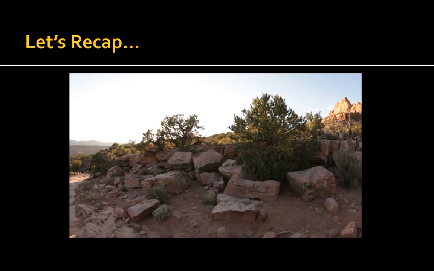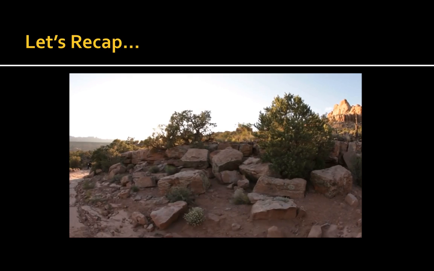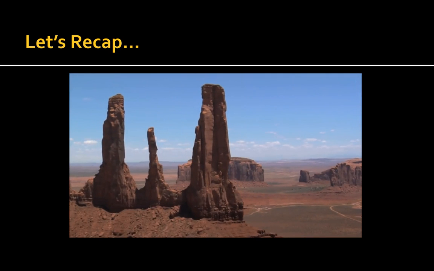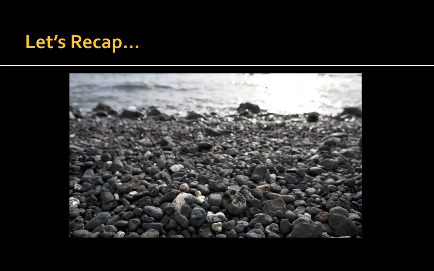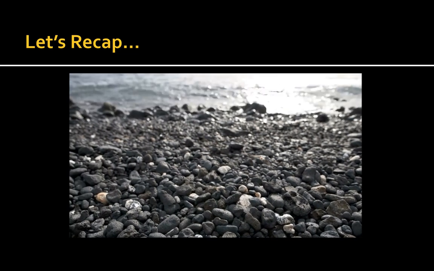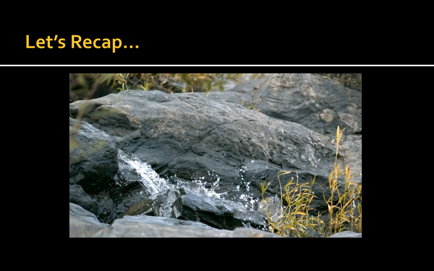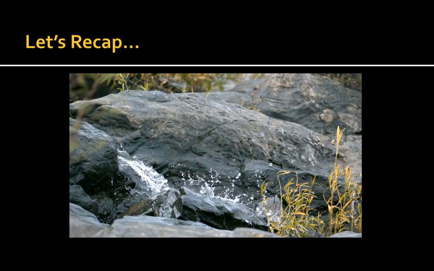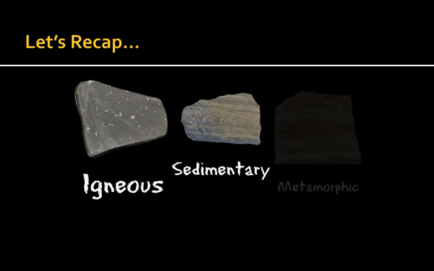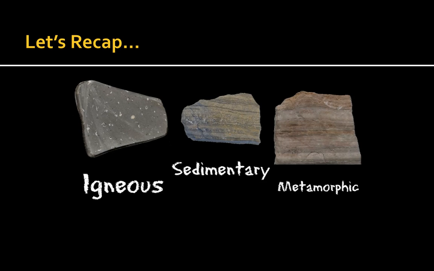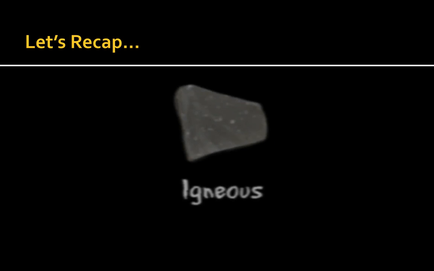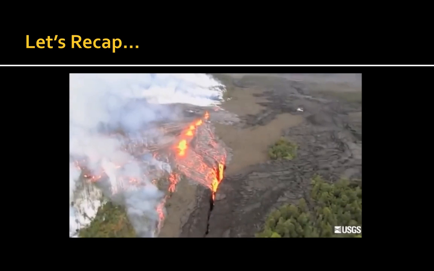Rocks are everywhere. They are large and small, heavy or light, porous or dense. But rocks in some shape or form can be found all over the planet. Different types of rocks are formed in different ways. There are three main types of rock: igneous, sedimentary, and metamorphic. Igneous is a word that means fiery. Igneous rock is formed when magma or lava cools.